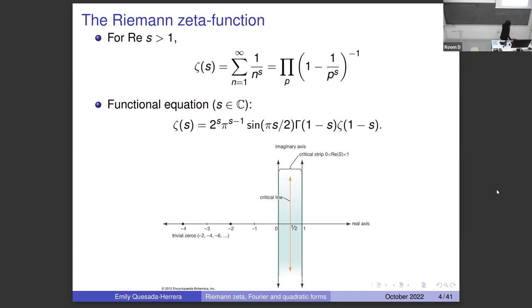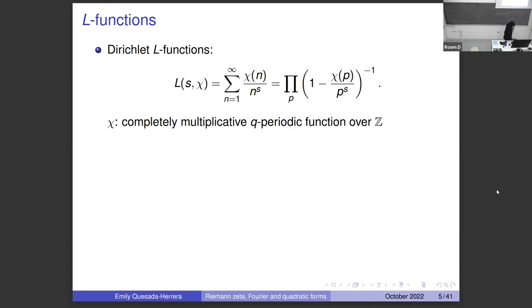And similarly, we can define other related functions. Like I said, the Riemann zeta function is useful to study primes, but sometimes we are interested in studying primes with some special structures. For example, for primes in arithmetic progression, it is useful to study the L functions, and still they are defined initially in a similar way. But now we have in the numerator this function chi of n. And those are the Dirichlet characters, and we can think of them as completely multiplicative q-periodic functions over C.